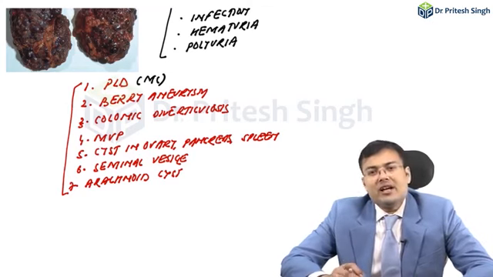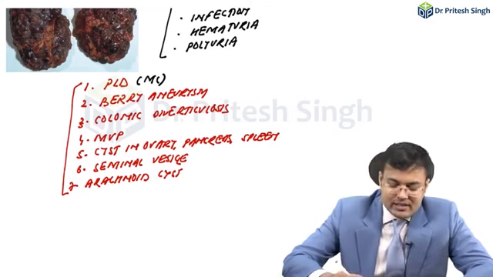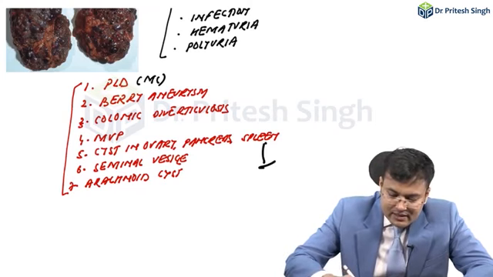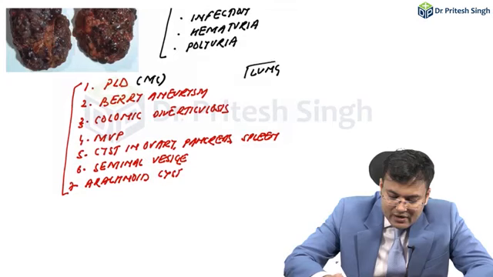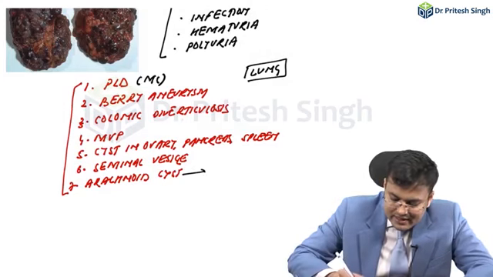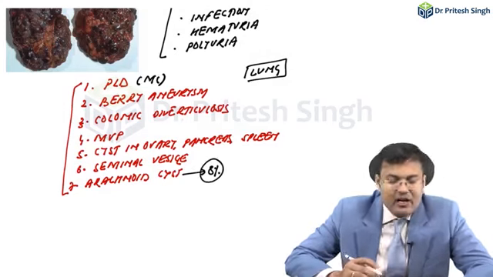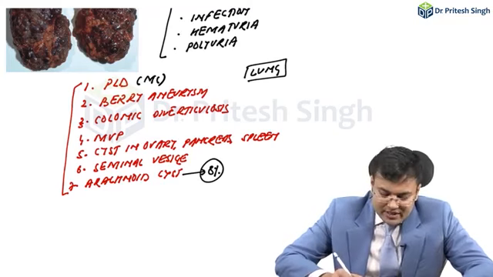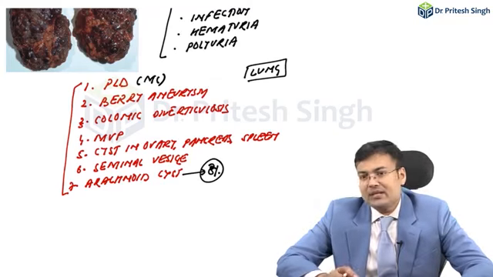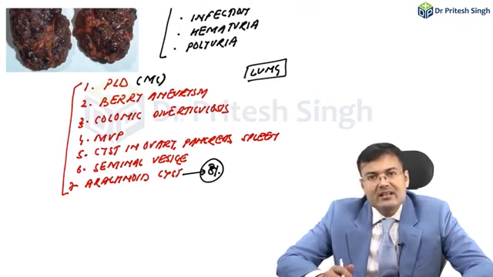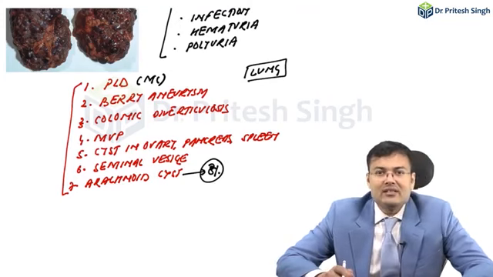One question is asked: in which organ are cysts not seen? It's the lungs. In the lungs, cysts are not seen. In the brain, it is seen in 8% of cases. Can you see? Arachnoid cyst is there. So in 8% of cases, there is arachnoid cyst, but in lungs, it's not seen.